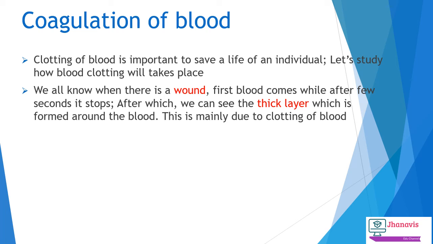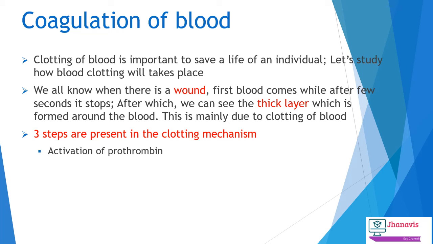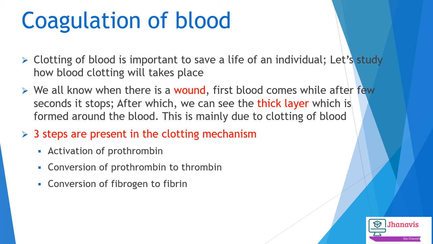There are three steps which are very important in the clotting mechanism. First is activation of prothrombin. Second is the conversion of prothrombin to thrombin. The third one is conversion of fibrinogen into fibrin. All these things take place with the help of calcium.